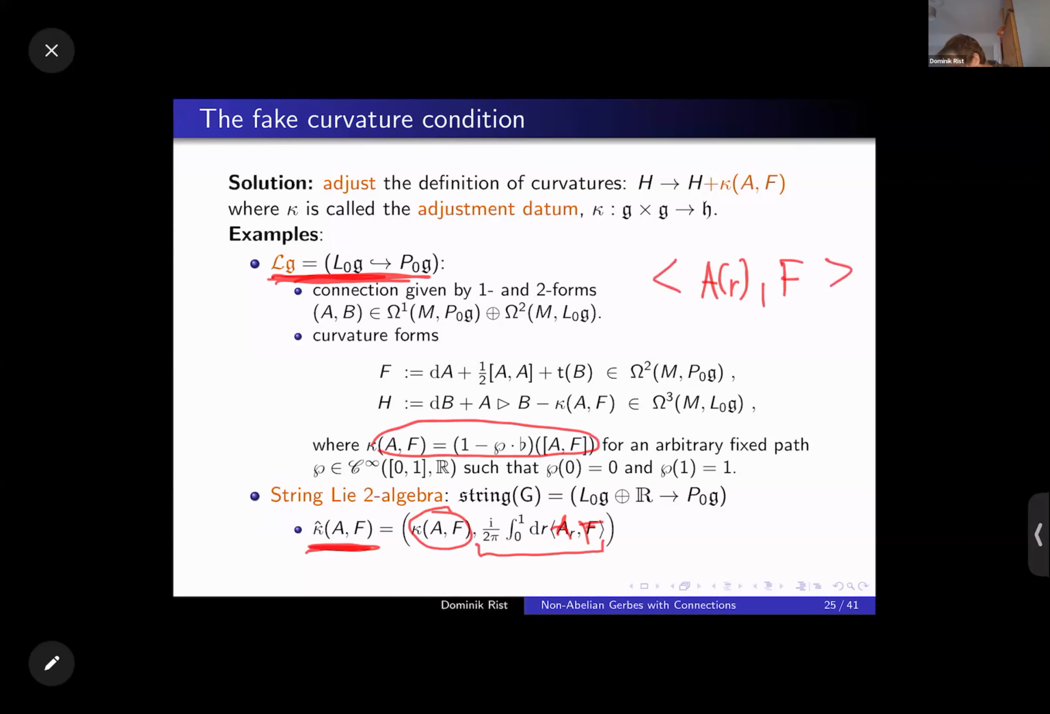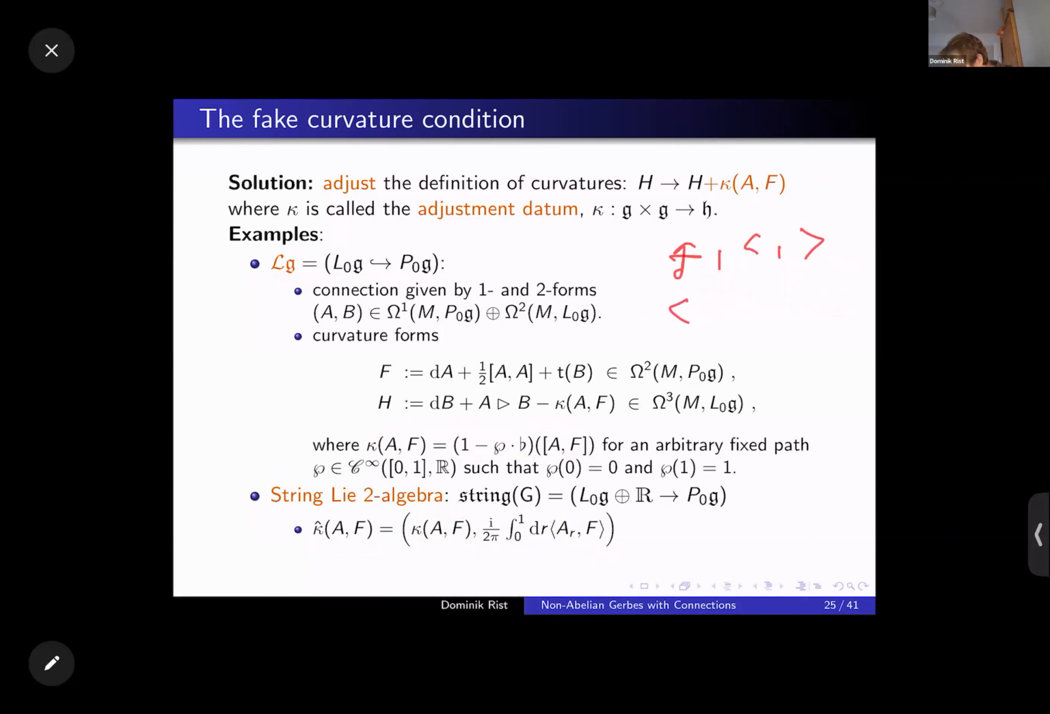I can consider, for example, the Killing-Cartan form on G. So I take G with the Killing-Cartan form. I consider the product of AR and FR. I differentiate one of them with respect to R, and I integrate the result from 0 to 1, and I obtain something which is valued in R. And it turns out that this is precisely the map that is needed to satisfy the conditions on kappa, the extra conditions, which I'll show you later. So this indeed is an example of an adjustment datum.